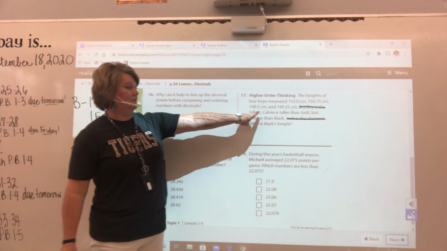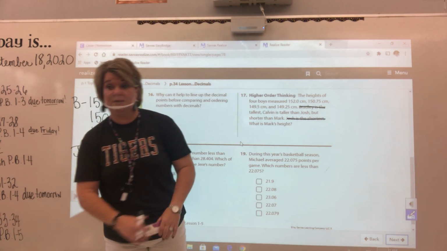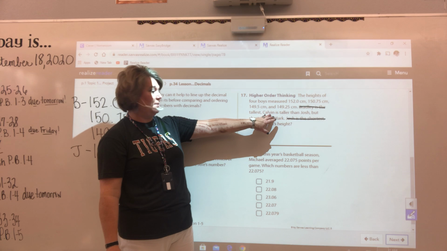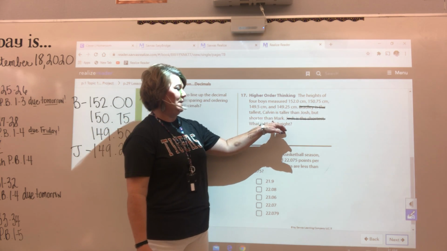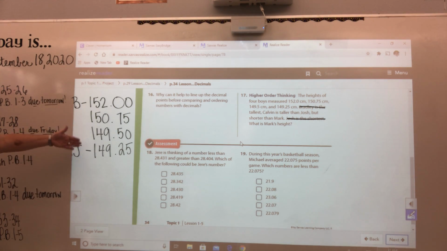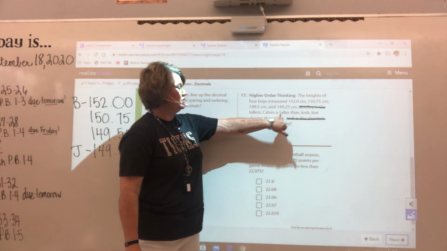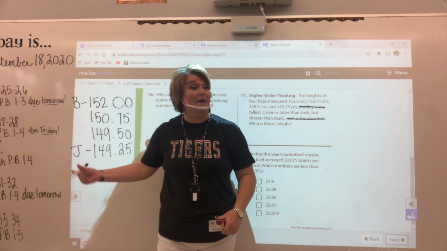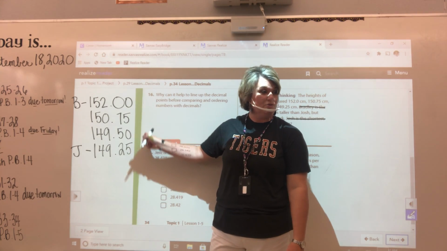Now we're on Calvin. We found the tallest and we found the shortest. Now we've got to find the middle. What do we know about Calvin? Calvin's taller than Josh, but shorter than Mark. He can't be the shortest of what's left. So who would be the shortest of what's left? It can't be Calvin because Calvin's taller. So Mark is the shortest of what's left. We know Josh was the very shortest.